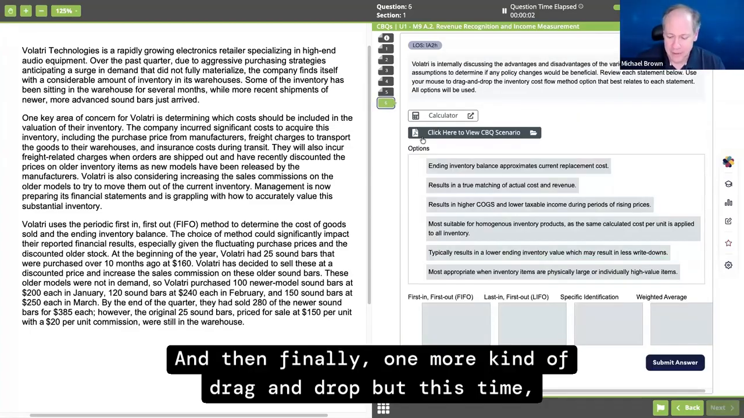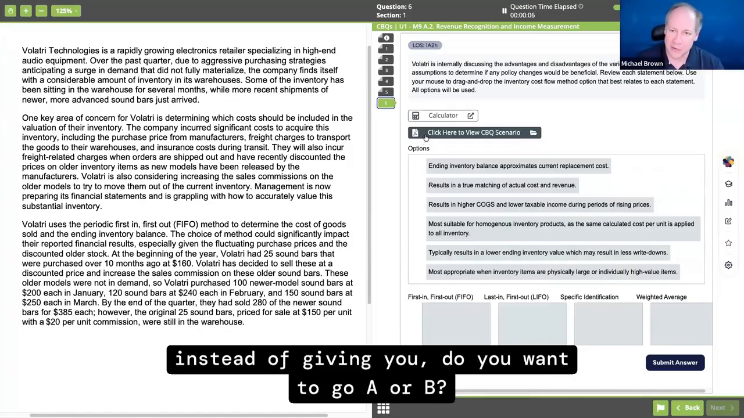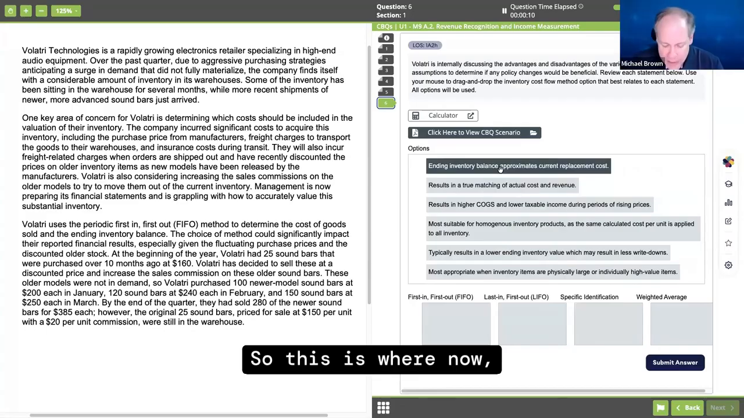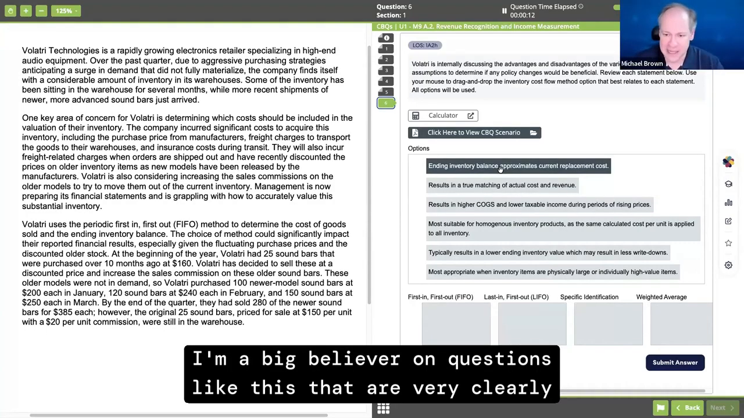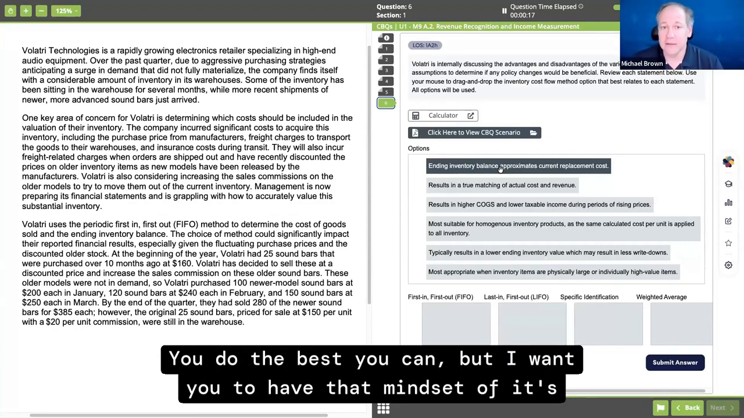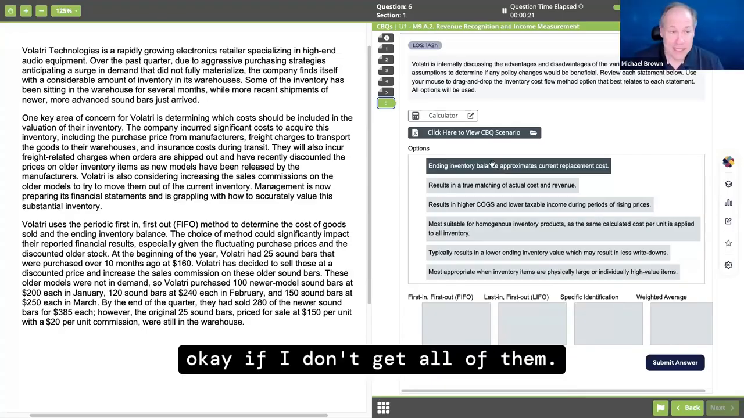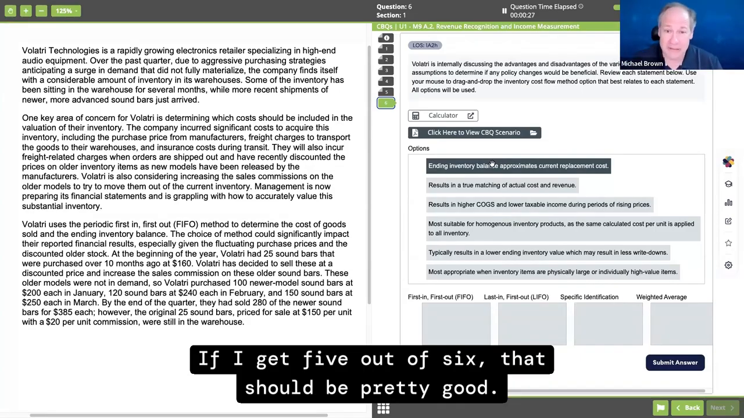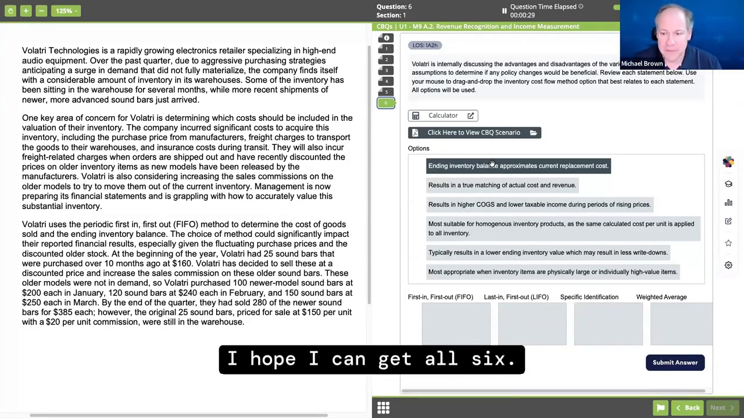And then finally, one more kind of drag and drop. But this time, instead of giving you a choice of A or B, they've actually given us 4 options. So this is where I'm a big believer, on questions like this that are very clearly partial credit, you do the best you can, but I want you to have the mindset of, it's okay if I don't get all of them. It's great if I do, but if I get at least 4 out of 6, that's okay. If I can get 5 out of 6, that should be pretty good. I hope I can get all 6.